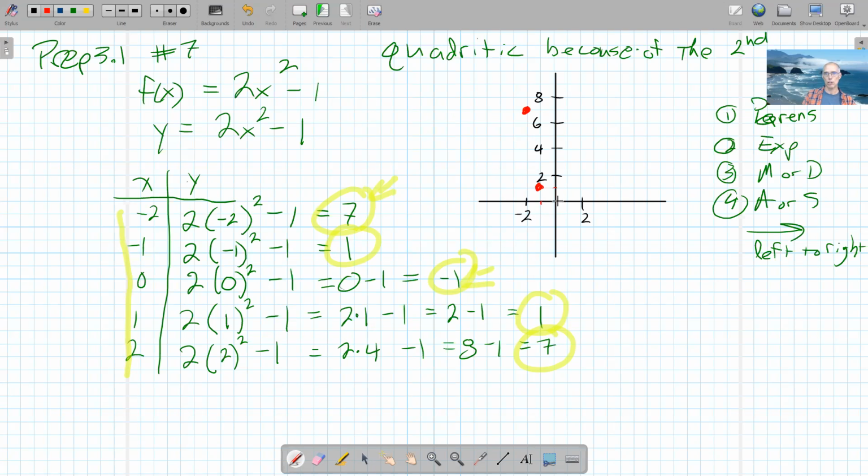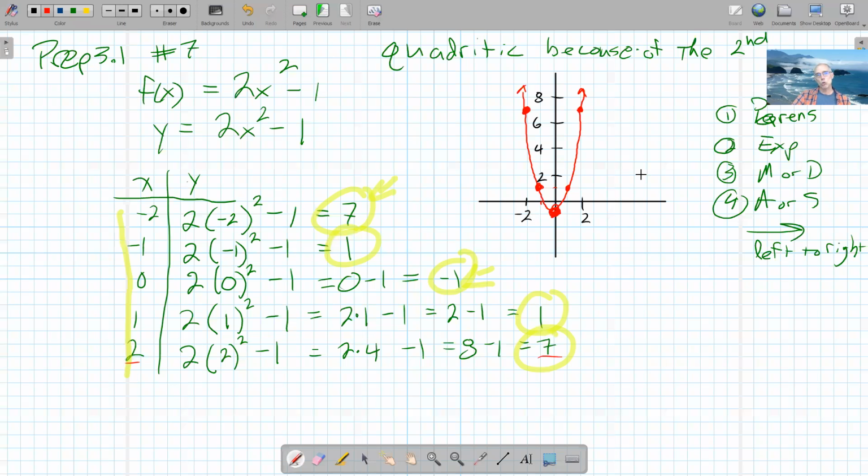0, negative 1. So here's 0, but then drop down 1. 1, 1. X is 1, y is 1. And then 2, 7 would be right there. And so here I'm getting that U-type shape out of this graph. Wish me luck drawing this. Sometimes I'm good on my digital screen, sometimes I'm not. Okay, almost hit it. We'll just make that point bigger. There we go, now it hits.